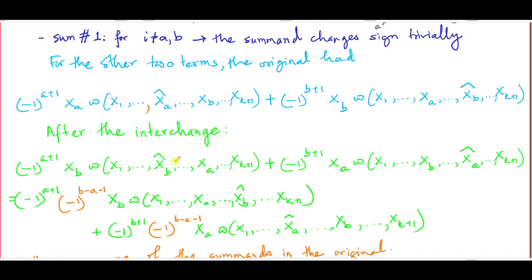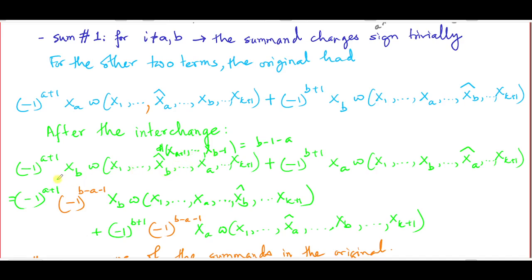Here, you have the missing xb, and then you have a bunch of vector fields which really are xa plus 1 all the way up to xb minus 1 sitting here. So the number of vector fields between this position and this position is simply given by b minus 1 minus a. So that's the number of vector fields you have in between this location and this.